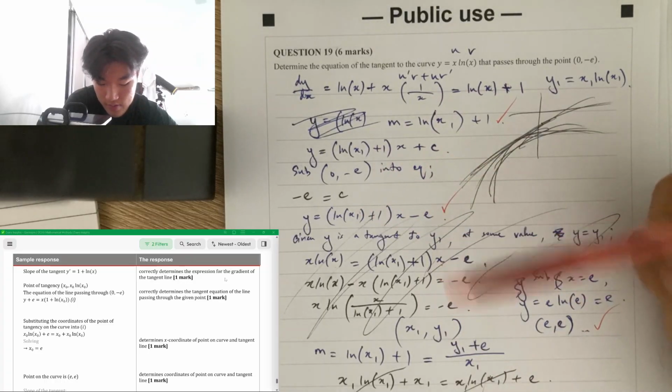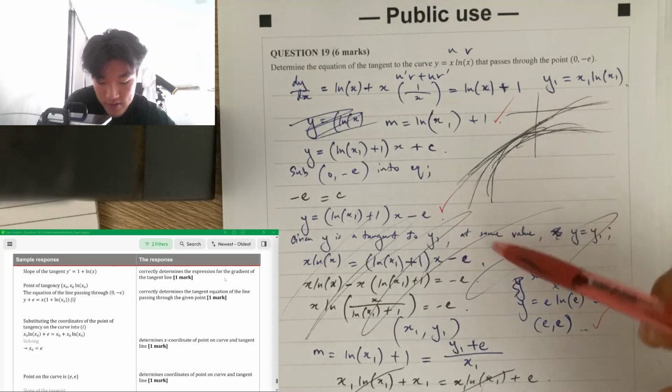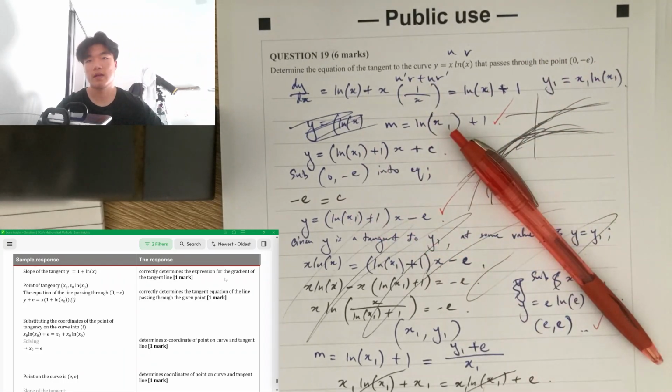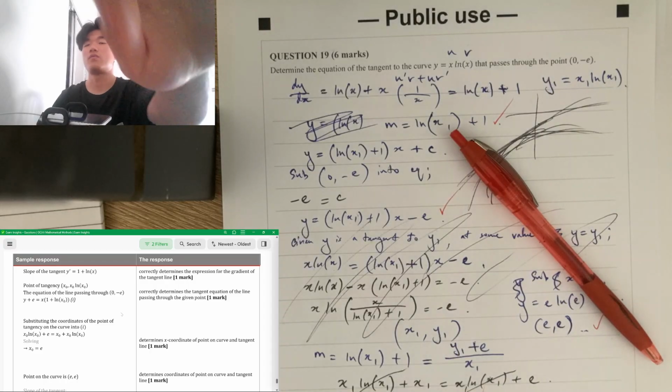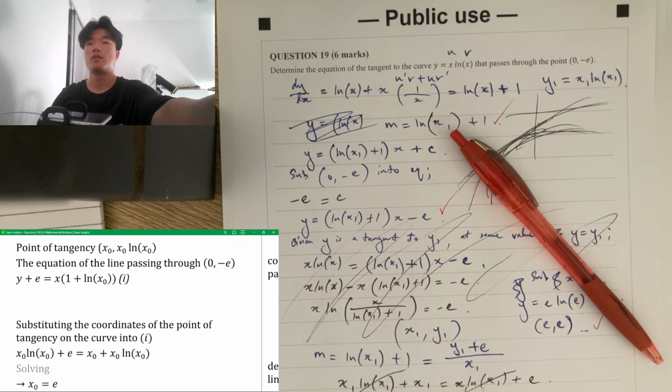Okay, I made a mistake here. This was actually kind of correct, I just didn't consider it. Okay, let's read the sample.